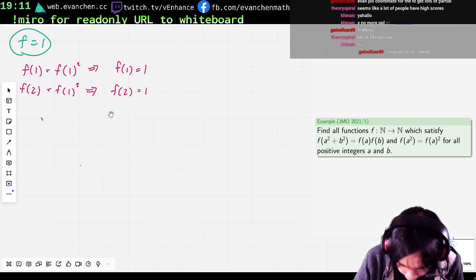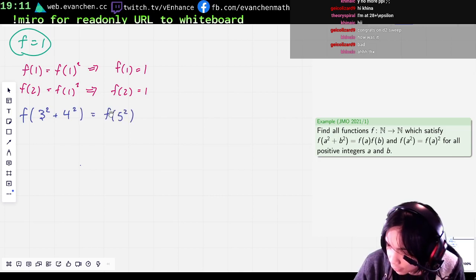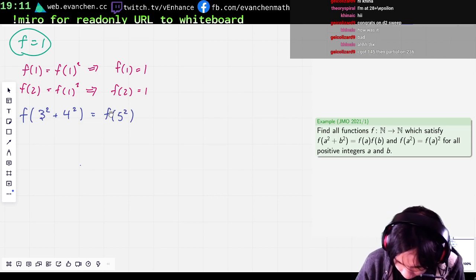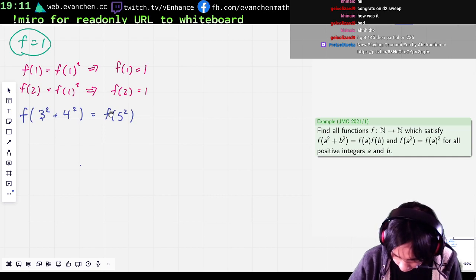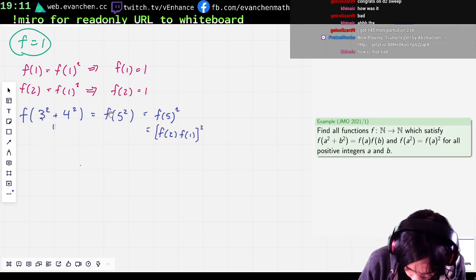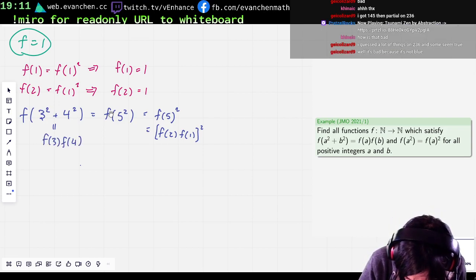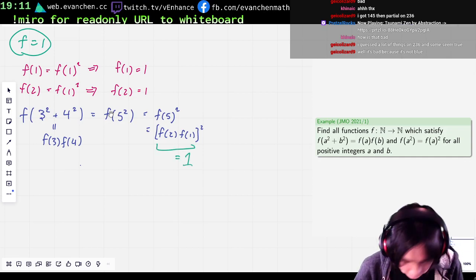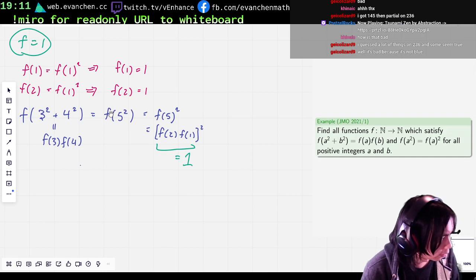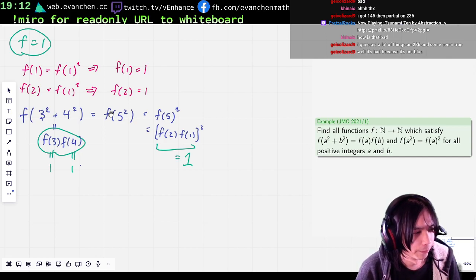The way you get f of 3 is to use the magical fact that there's a Pythagorean triple: 3 squared plus 4 squared equals 5 squared. So this is true. And this is equal to f of 5 all squared, which is f of 2 times f of 1 all squared. On the other hand, this thing is equal to f of 3 f of 4. So because this whole thing is equal to 1, and the codomain is positive integers, this is 1, and this is 1. So that's how you get f3 and f4.